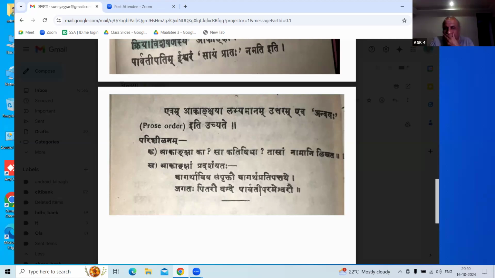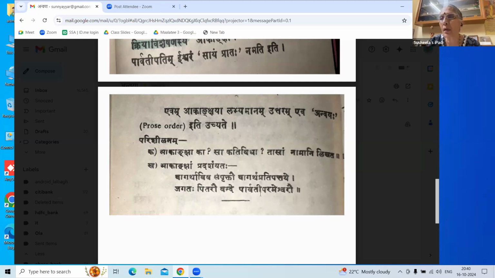Kidrishau Parvati Parameshwarau? Because that is plural, right? Vande. Then what is the answer? Jagataha. Correct. Jagatah pitarau is together, it emphasizes more about Parvati Parameshwara. Kidrishau Parvati Parameshwarau means the answer is Jagatah Pitarau.